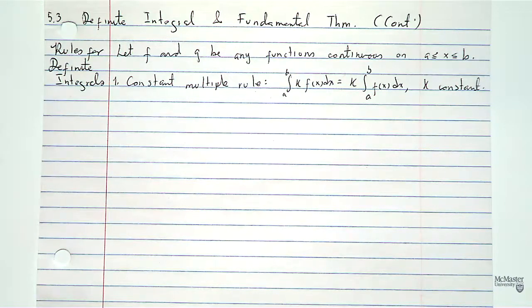the first rule is the constant multiple rule. Of course, if you have the constant inside the integral, in the definite integral in this case, it comes out. k is assumed to be a constant.